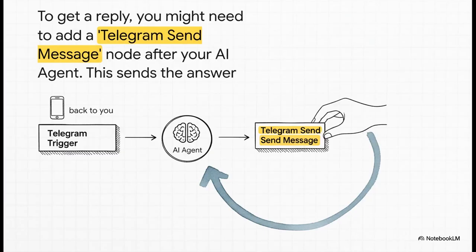Now, here's a huge pro tip that might save you from scratching your head wondering why it's not working. For your AI agent to actually send its answer back to you in Telegram, you might need one more node. It's easy. Just add a Telegram send message node right after your AI agent. This is what completes the loop so you get a reply.